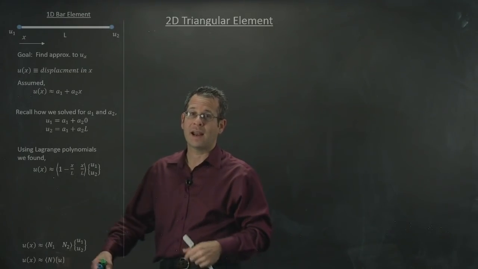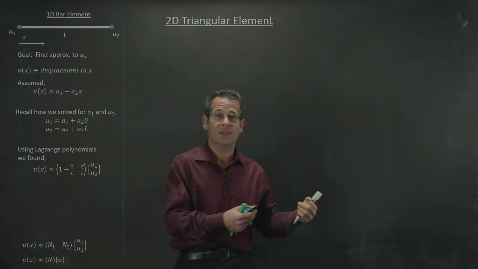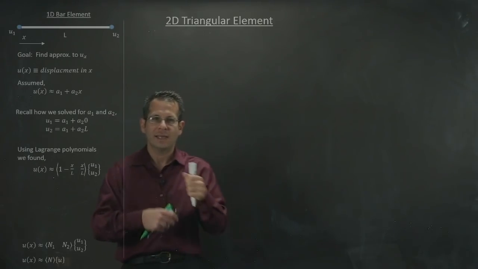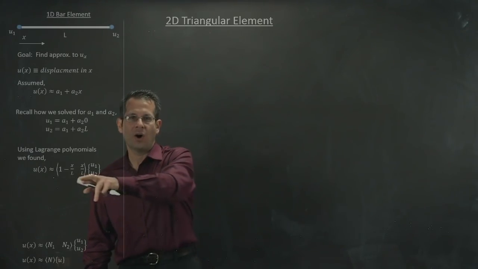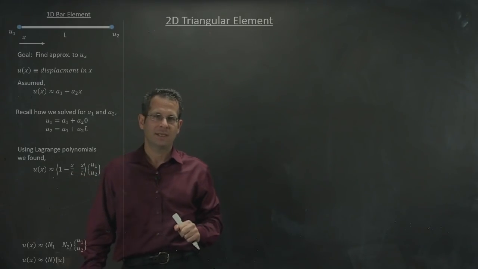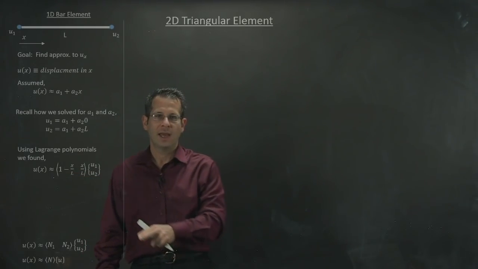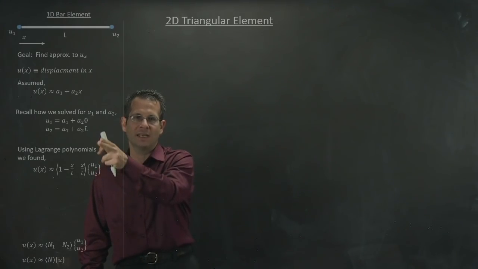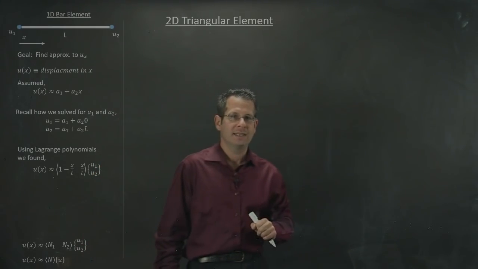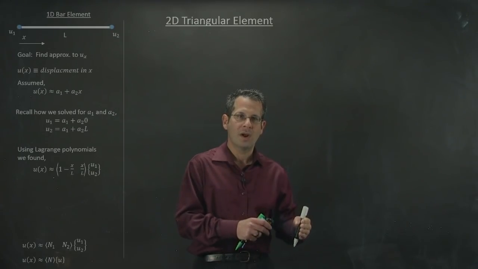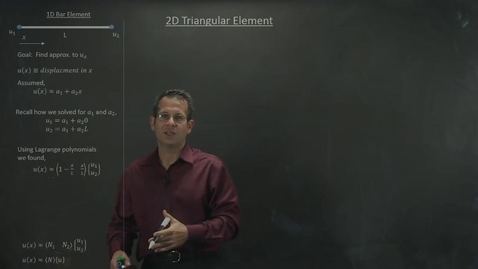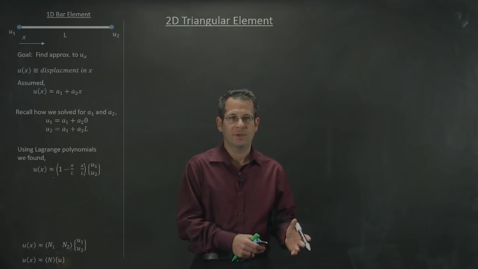Once I've done that and I found what a1 and a2 are in terms of u1 and u2, I can do some rearranging so that all of my x dependence is in one vector and all of my dependence on my displacements at the nodes is in another vector. That's one method. The other method is to use something called Lagrange polynomials.